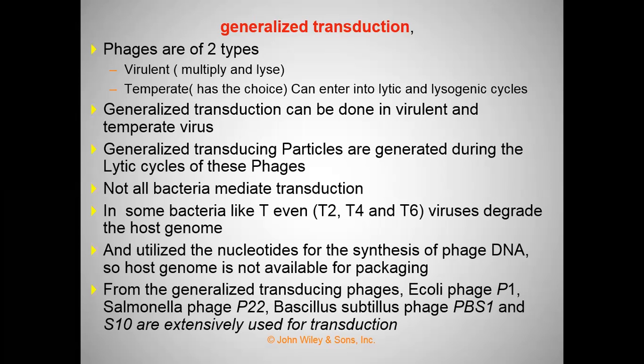In generalized transduction, phages are of two types: virulent, which multiply and lyse, and temperate, which have a choice: they can enter into the lytic or the lysogenic cycle. Generalized transduction can be done by virulent and temperate viruses. Generalized transduction particles are generated during the lytic cycle of these phages. Not all bacteria mediate transduction.